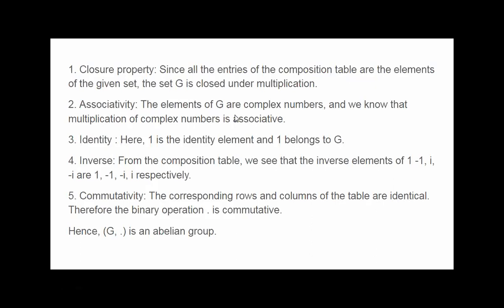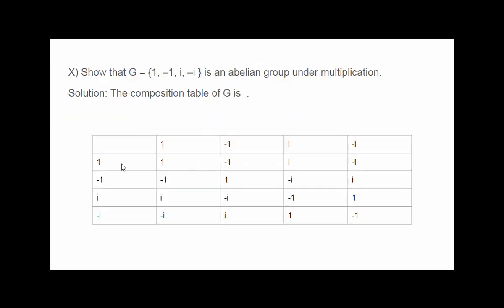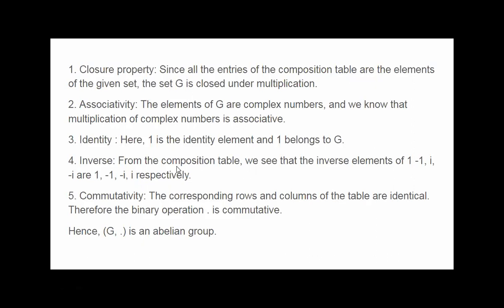Then associativity. The elements of G are complex numbers, and we know that multiplication of complex numbers is associative. Multiplication is always associative, so no doubt about associativity. The next is identity. Here 1 is the identity element and 1 belongs to G. Why is 1 the identity element? 1 multiplied by each element of the group is giving us that element only. So 1 is the identity element.